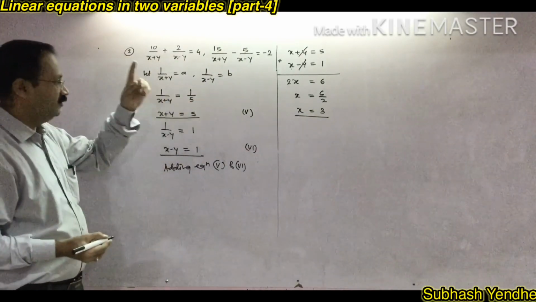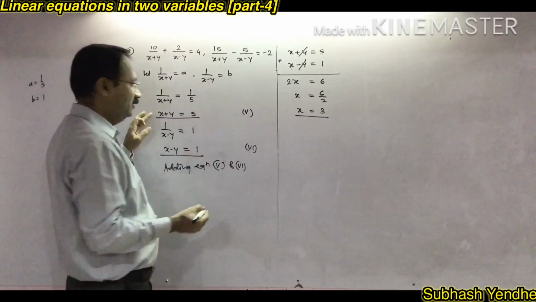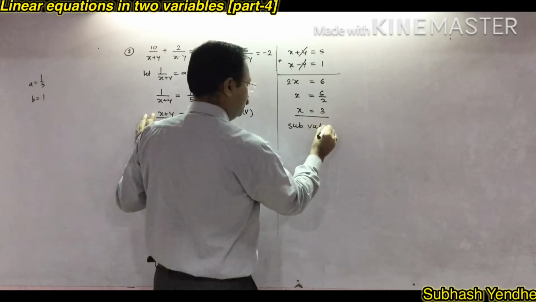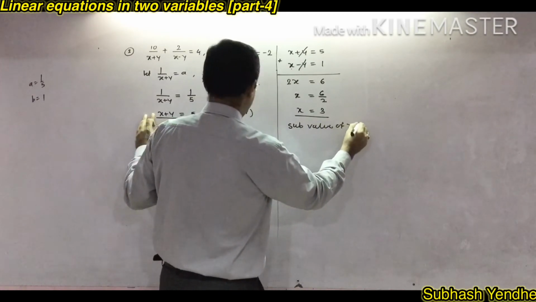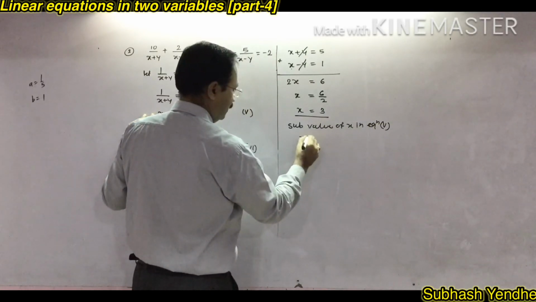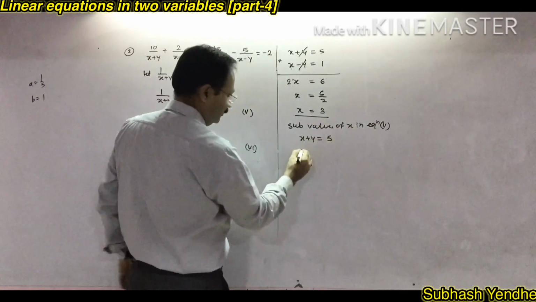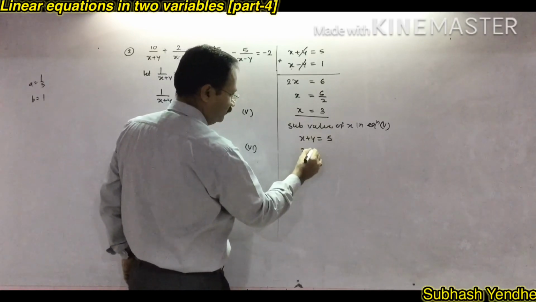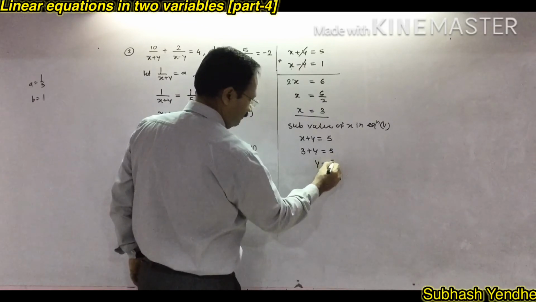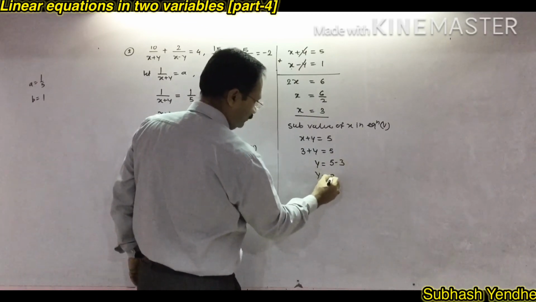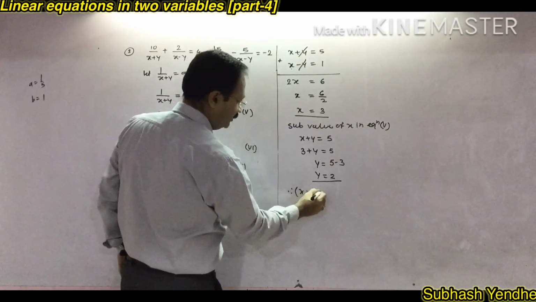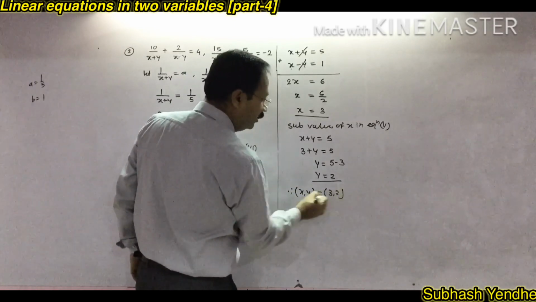Now substitute the value of x in equation number 5. Substituting the value of x in equation 5. So x plus y equals 5. So x value is 3, plus y equals 5. It goes on that side. So 5 minus 3, so y value is 2. Therefore, the solution of this equation is 3, 2.